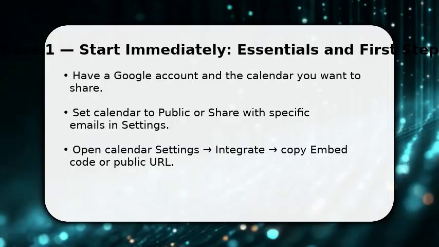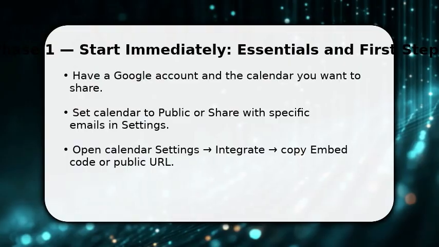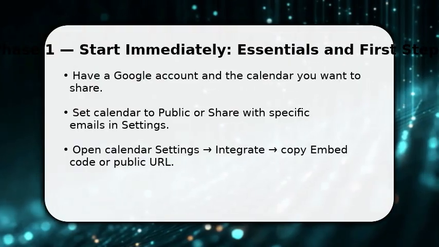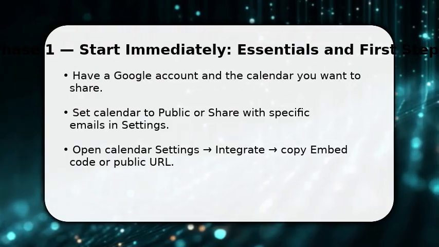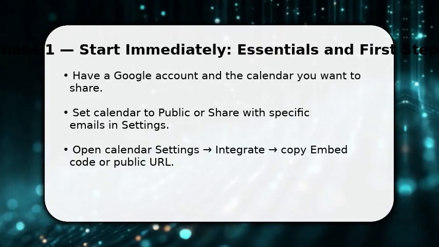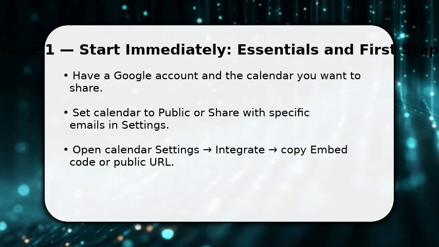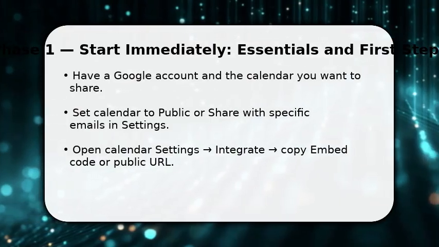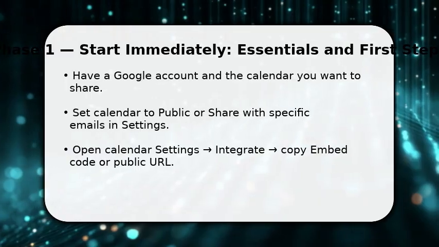You begin by confirming prerequisites. You need a Google account and the calendar accessible to the audience. Once done, open Google Calendar, choose the specific calendar, and go to Settings and Sharing. Make it public or grant specific viewer access so visitors can see events.